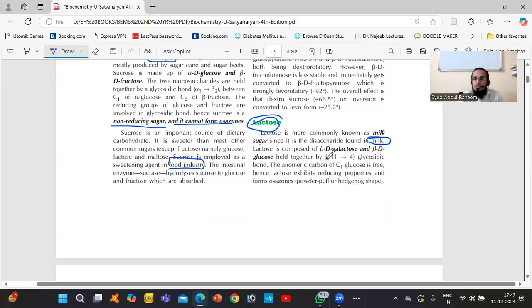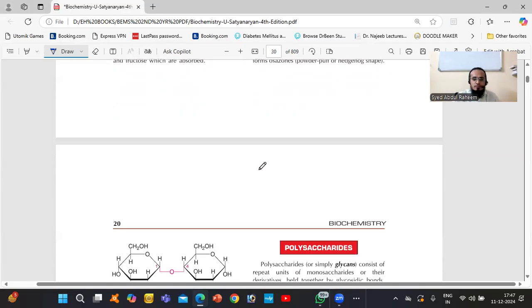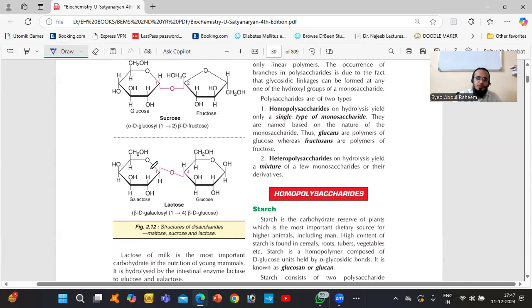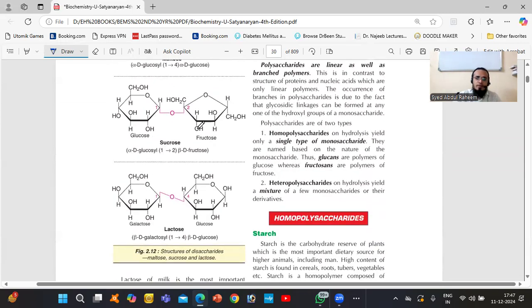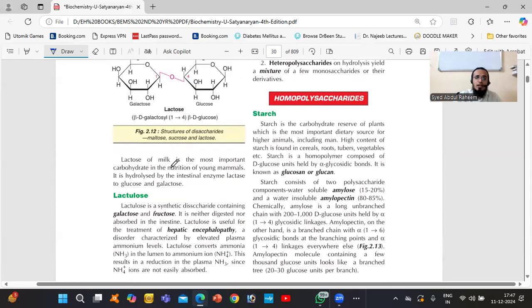In that, what is the composition? Beta D galactose and beta D glucose. Both will become attached and make lactose. So this is their bonding and all the chemical things. Lactose of milk is the most important carbohydrate in the nutrition of young mammals.